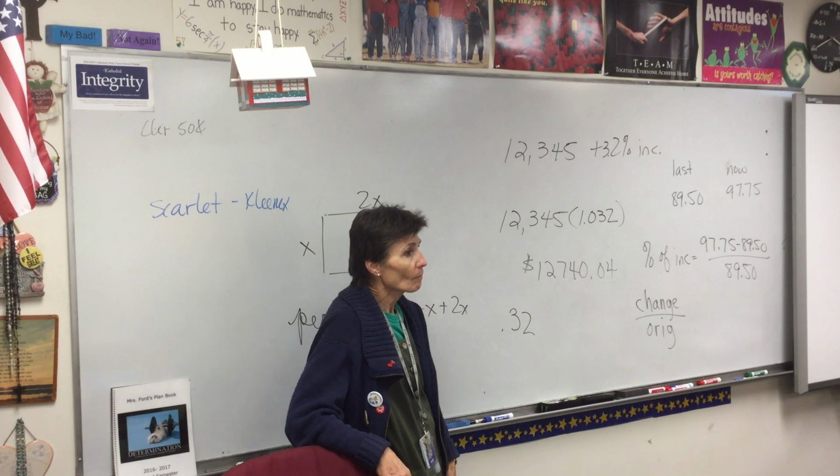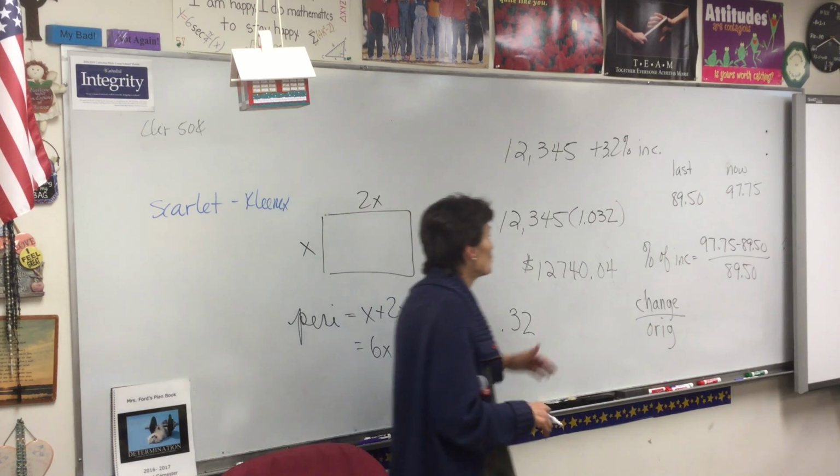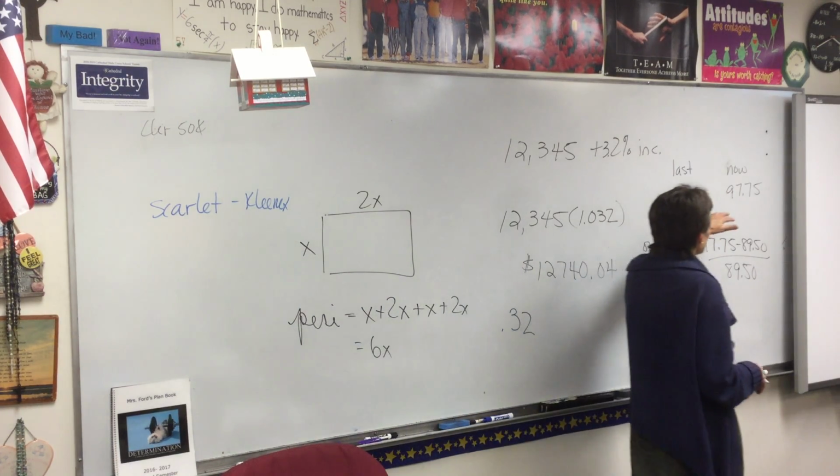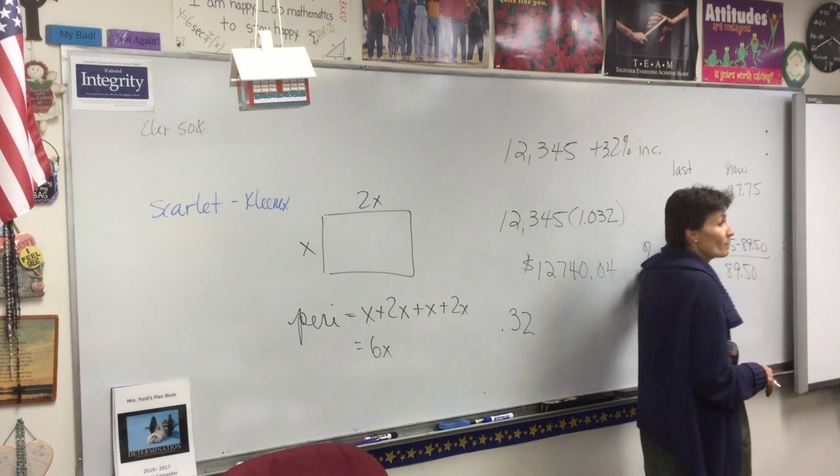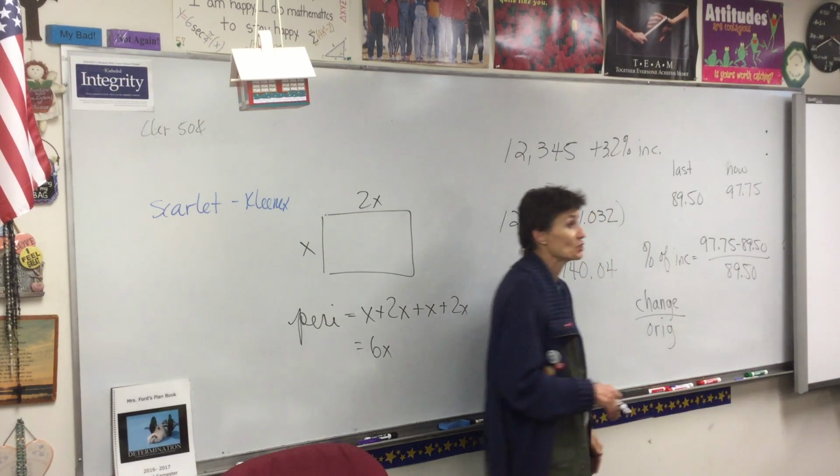Well, couldn't you do 89.5 over 97.75 equals X over 100? You want to be careful. These two numbers would be reversed in that proportion, but yes, you could.